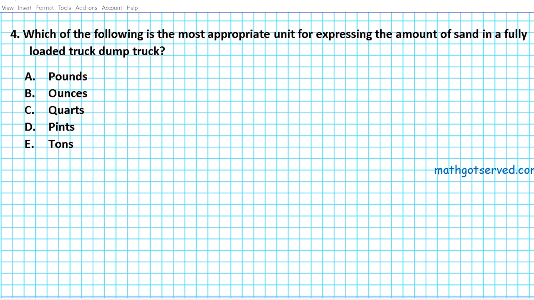All right, let's take a look at question number 4. In question number 4, we're going to be looking at how to identify the correct unit for a specific type of measurement. Question 4 reads, which of the following is the most appropriate unit for expressing the amount of sand in a fully loaded dump truck?